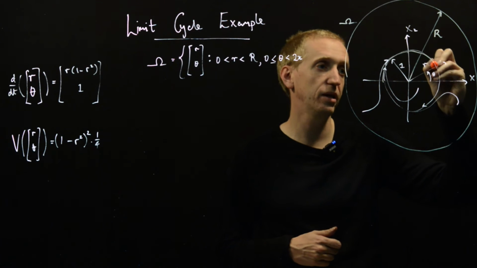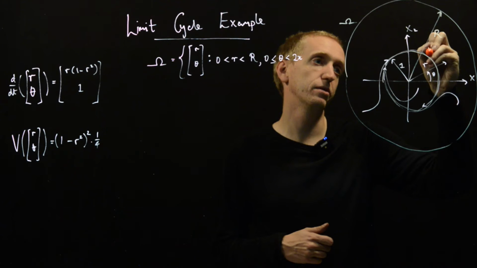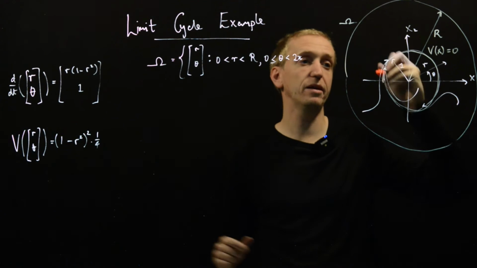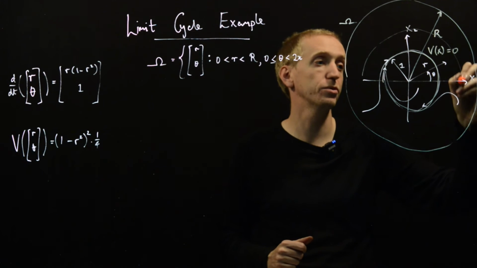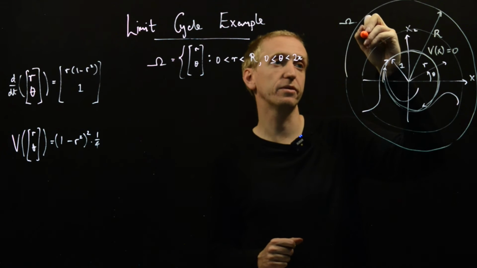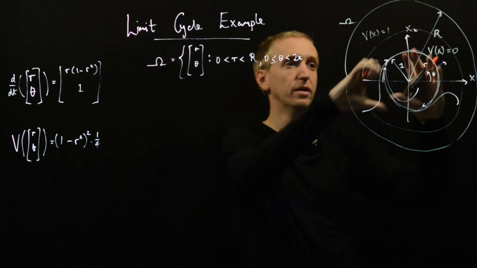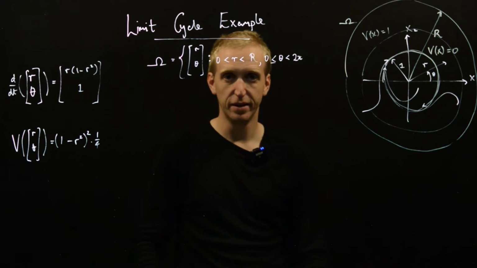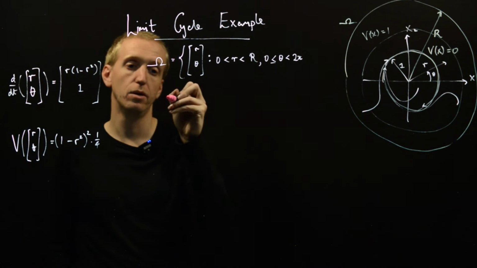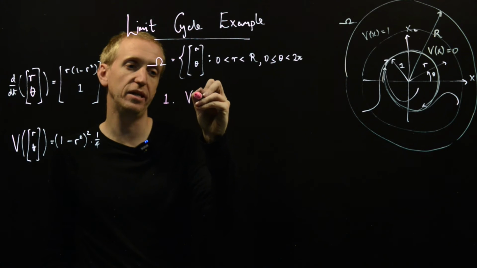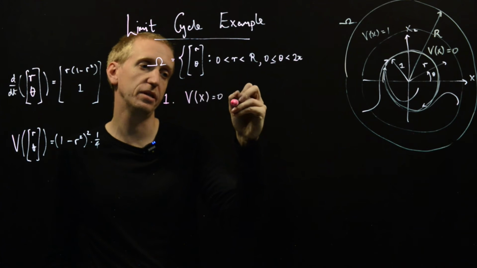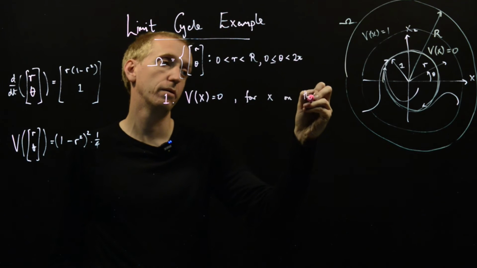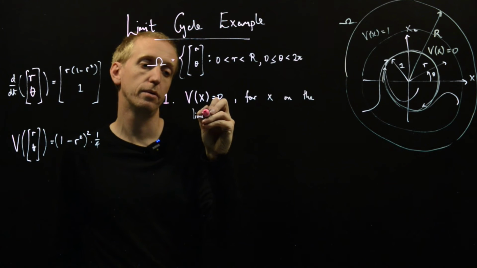So our limit cycle here is the contour V of x is equal to 0. And then for different values of r, we just get different contours of our Lyapunov function. So this is V of x equal to, say, 1. And you see the further and further we go out, the bigger and bigger the contours. So this is sort of our equivalent to point 1. We have that V of x is equal to 0 for x on the limit cycle.